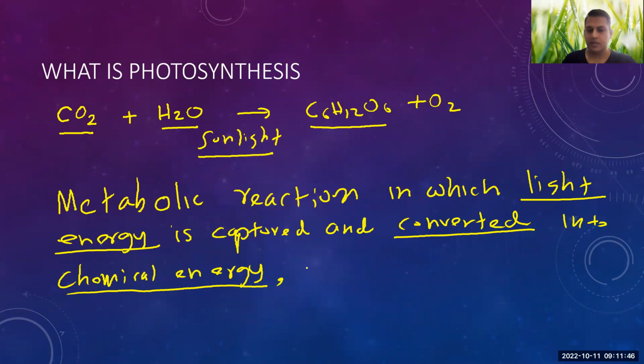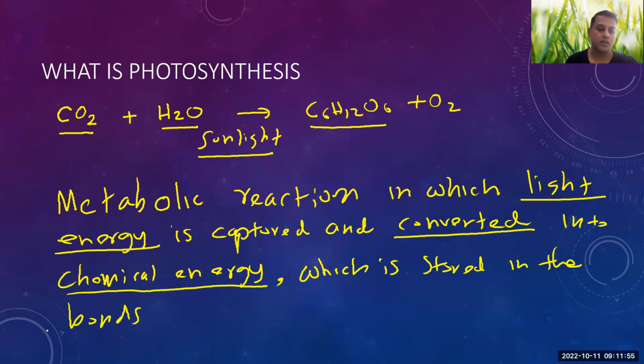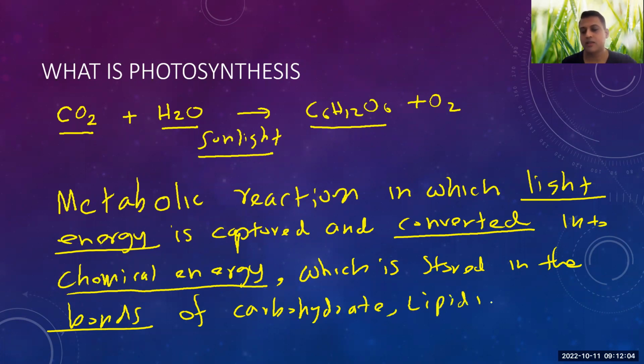So you can add a comma, which is stored in the bonds of carbohydrates, lipids and proteins. Now you see how many keywords are important for this one. Light energy converted to chemical energy, and this energy is stored in the bonds of carbohydrate, lipid and protein. You can write this in different words, but we can't take these words out. Light energy converted to chemical energy, and the energy is in the bonds of these molecules.